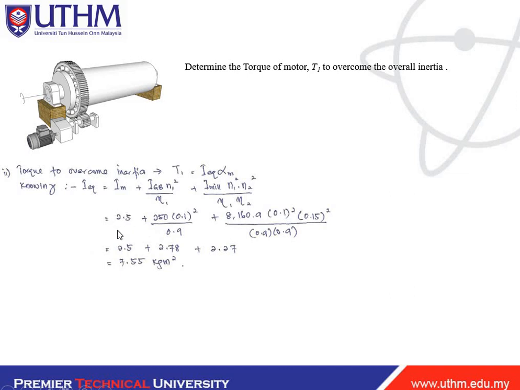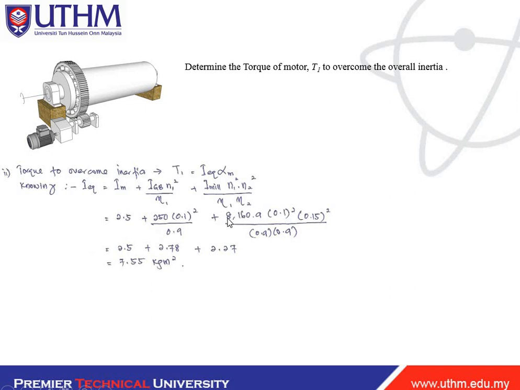So this is the inertia of the motor shaft, here 2.5. Since there is no ratio pertaining to the gears and everything, you just put 2.5. Another one is the inertia of the gearbox shaft, given at 250. This is the ratio of the gearbox. This is the efficiency of the gearbox.